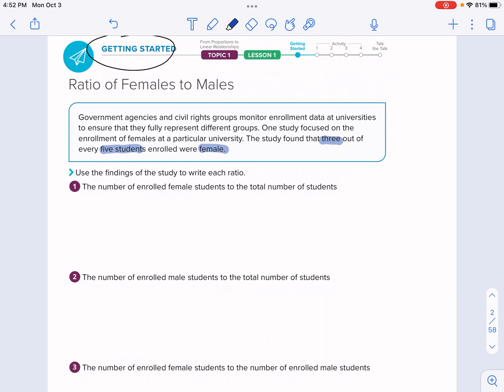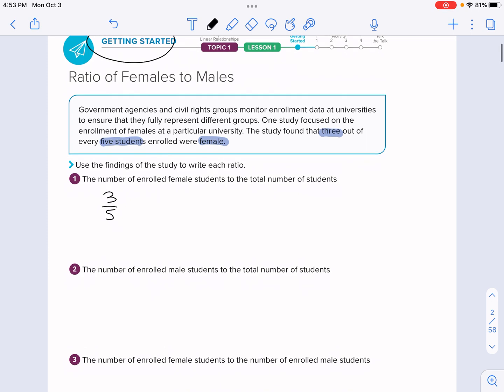So it says use the findings of the study to write each ratio. Number 1, what is the number of enrolled female students to the total number of students? We just said it was 3 out of every 5 students. So we can write this as a fraction. This would be represented as 3/5, right? 3 females for every 5 students. We can also write this as a ratio with a colon, right? So 3 colon 5, which translates to 3 to 5. Or you could actually write out the word to. This is also 3 to 5.